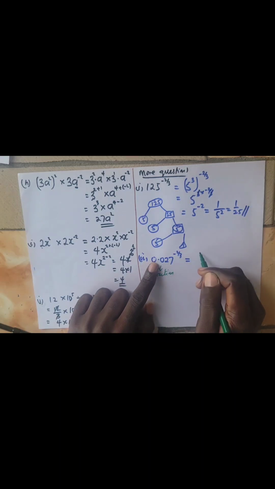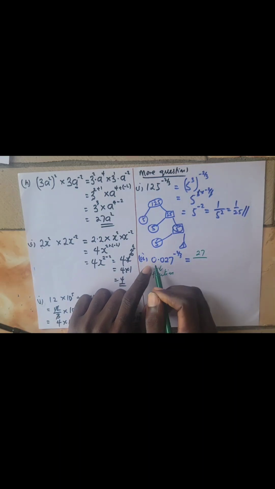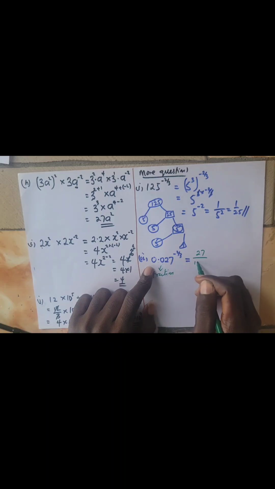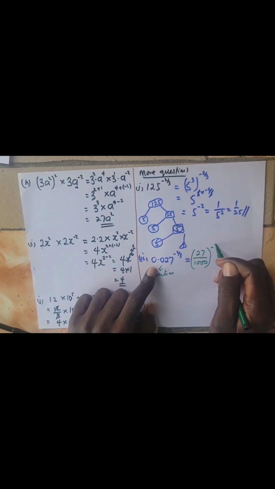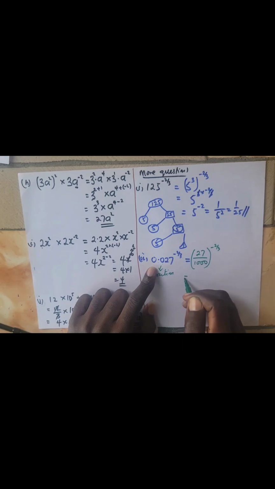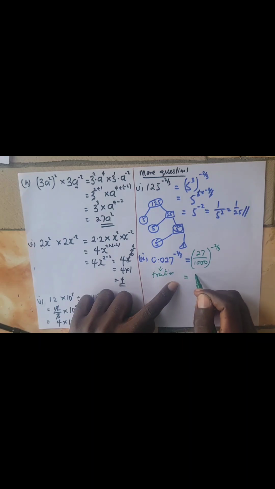How do you do it? This is (27/1000) raised to the power of minus 2/3. This is equal to (1000/27) raised to the power 2/3. I want to change this to a positive index.